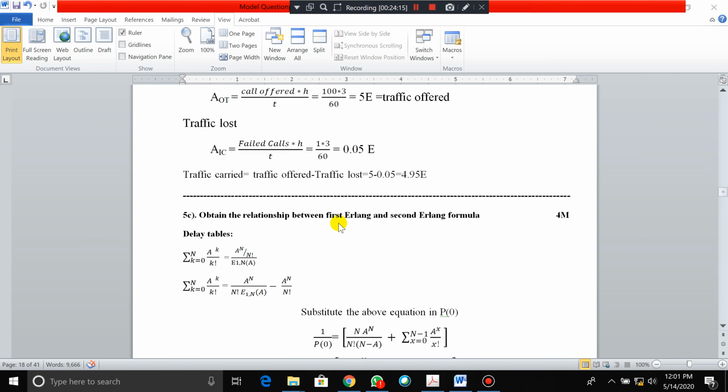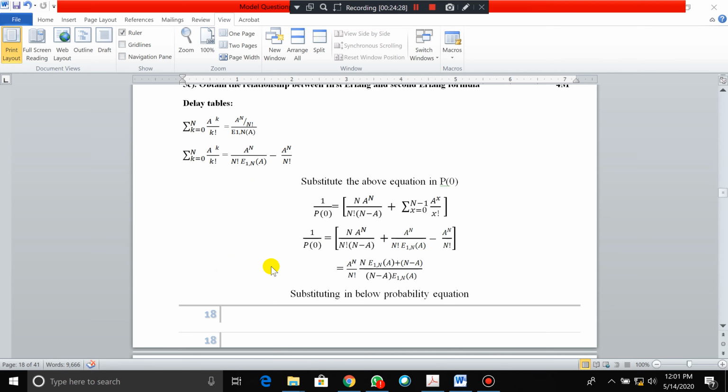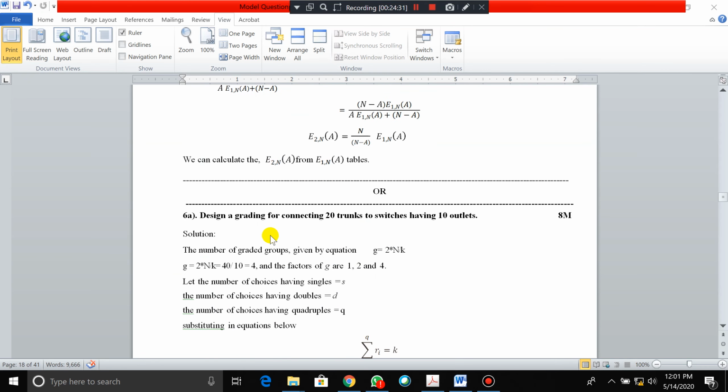Obtain the relationship between the first Erlang and second Erlang formula, delay table, that is, summation of k varying from 0 to n, A to the power k by k factorial, e to the power n by n factorial, and E of 1 comma n of A. So this is about that. Design a grading for connecting 20 trunks to switches having 10 outlets. So the number of graded groups is given by the equation. So this is about grading.